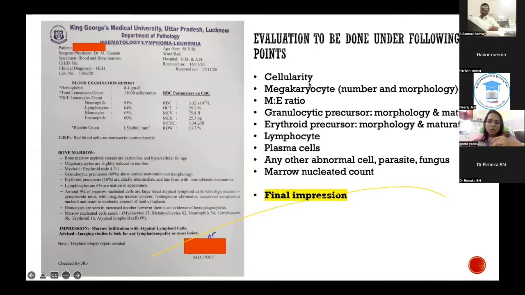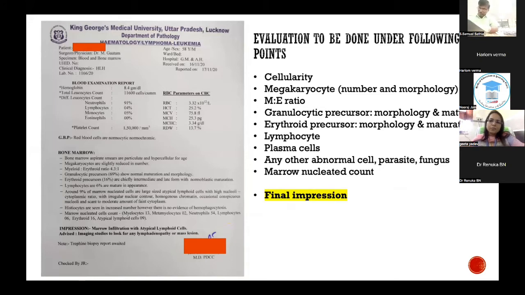Like what is the cellularity? What about megakaryocytes? Are they adequate? Is the morphology normal, or are there dysplastic forms, micromegakaryocytes or immature forms? What is the M:E ratio, the myeloid erythroid ratio? The normal ratio is 3:1. It ranges from 3:1 to 15:1.